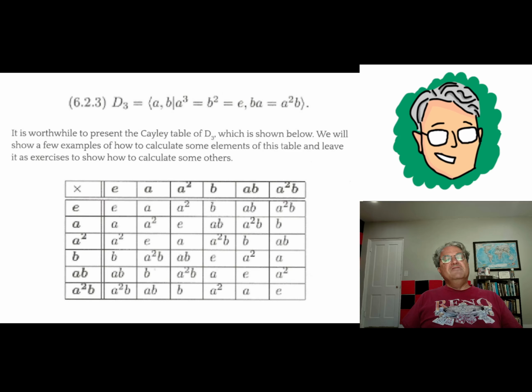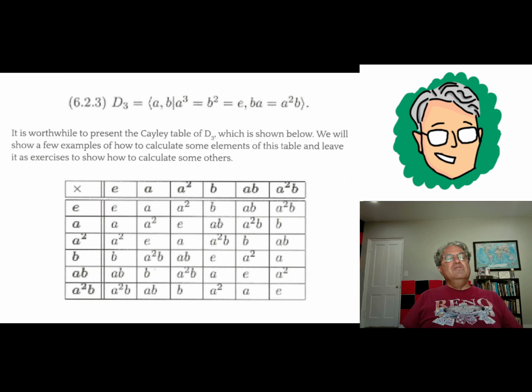Like I said, this is a non-abelian group. One characteristic of abelian groups, if you wrote down their Cayley table, you would find that all the... is that true? No, forget what I was going to say.